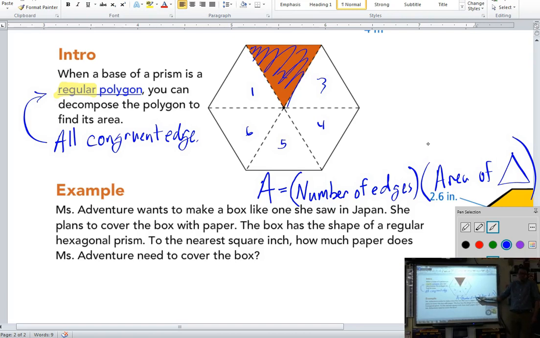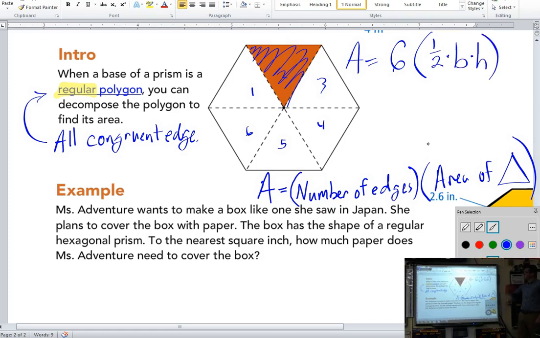Now, we need to remember, how do I deal with a triangle? Well, we have 6 edges. It is a hexagon. Excellent. Times the area formula for a triangle, which is 1/2 little b times little h. You're gonna want this written down.